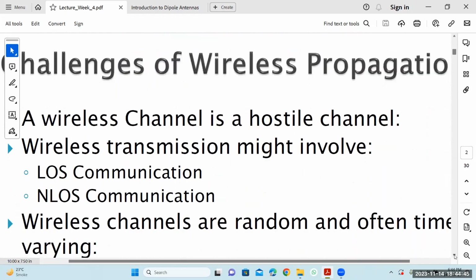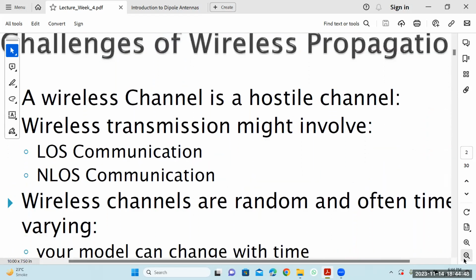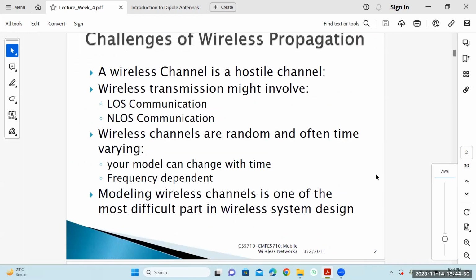So let's start with the challenges of wireless propagation. A wireless channel is a hostile channel. Hostile is, I think, a pretty harsh word, but this is what the channel is all about. A channel actually changes whatever comes in its way, and that is why we have used the terminology hostile. A wireless transmission might involve line of sight communication or non-line of sight communication. Wireless channels are random and often time varying.